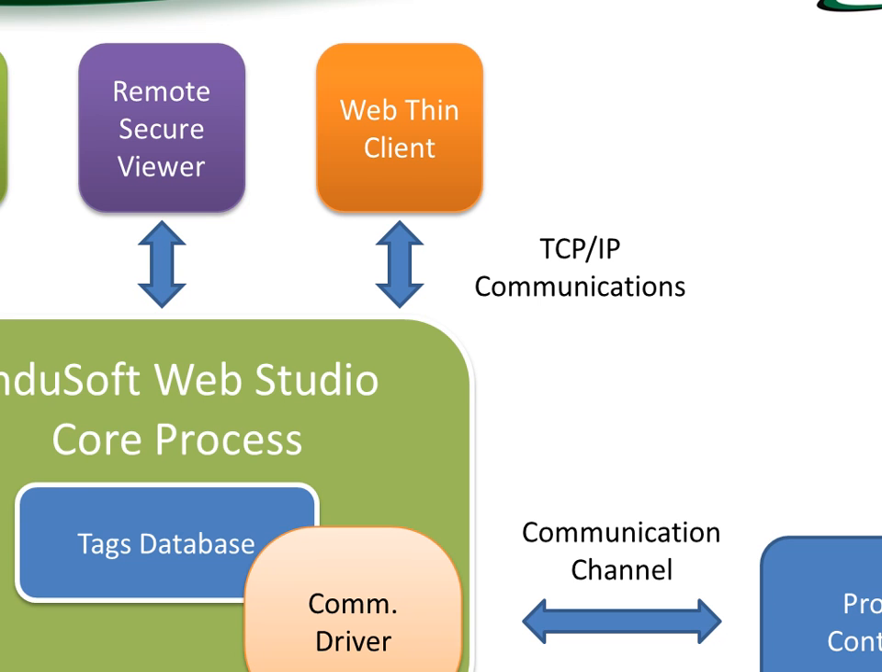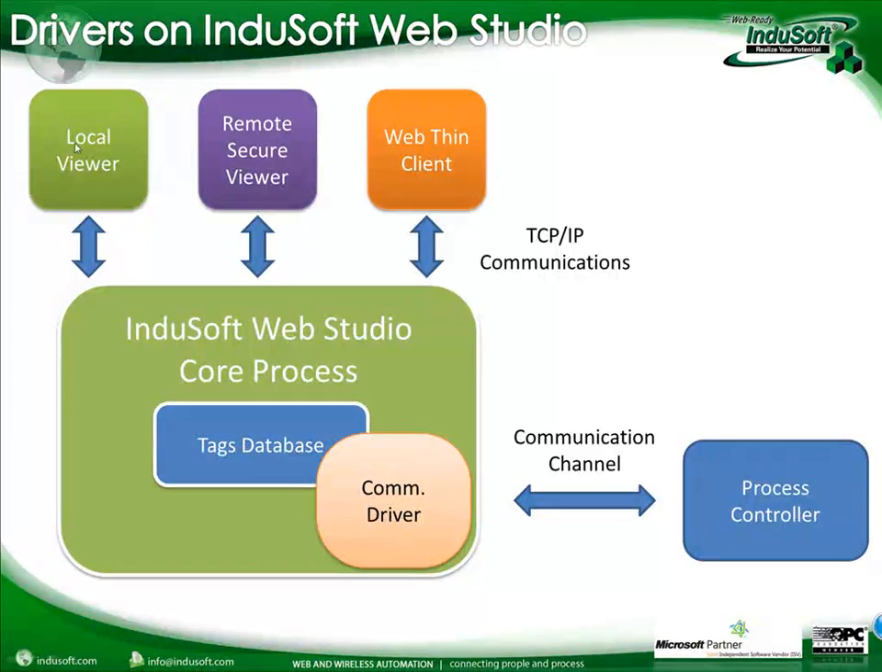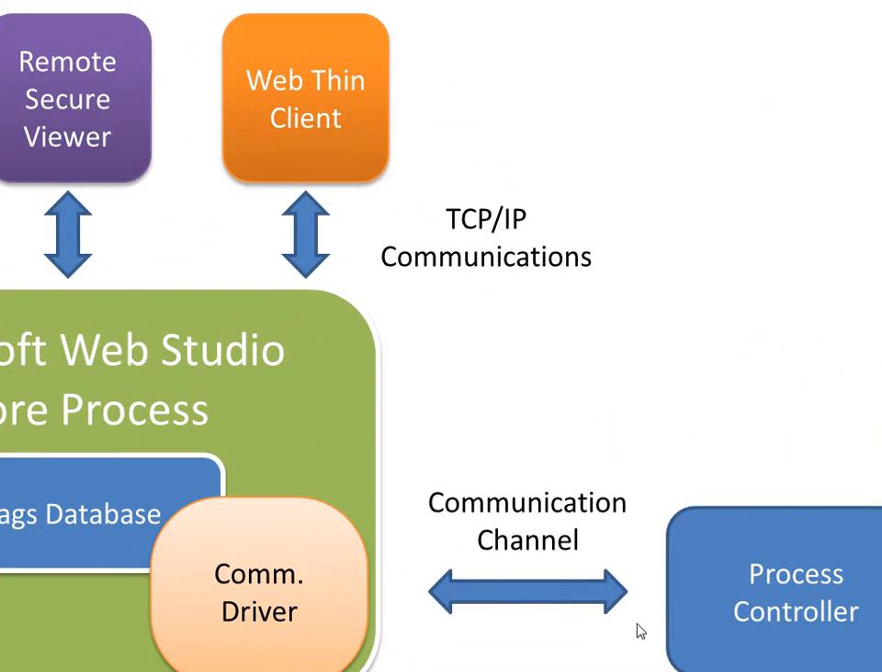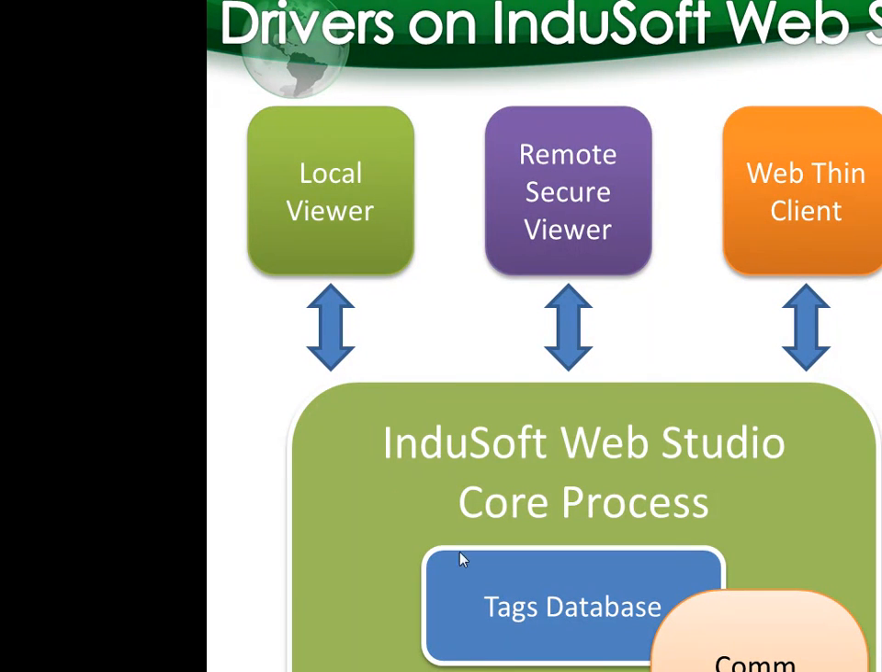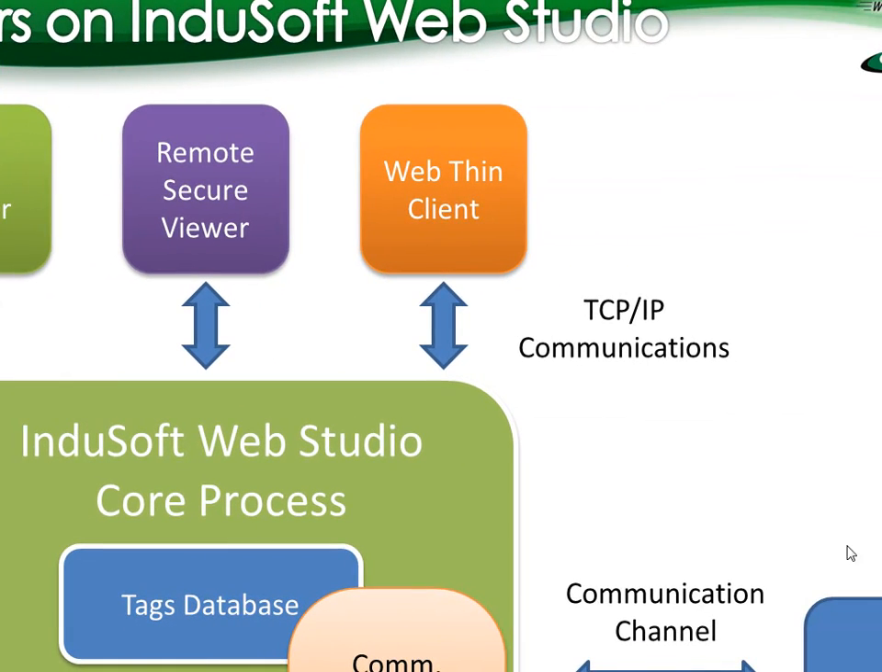communication channel. And then to show the temperature here on the local viewer, the driver is going to go through the communication channel, acquire the data from the process controller, send it to the text database, and through TCP/IP, the text database is going to send this data out to the local viewer, to the remote secure viewer, and web thin clients.